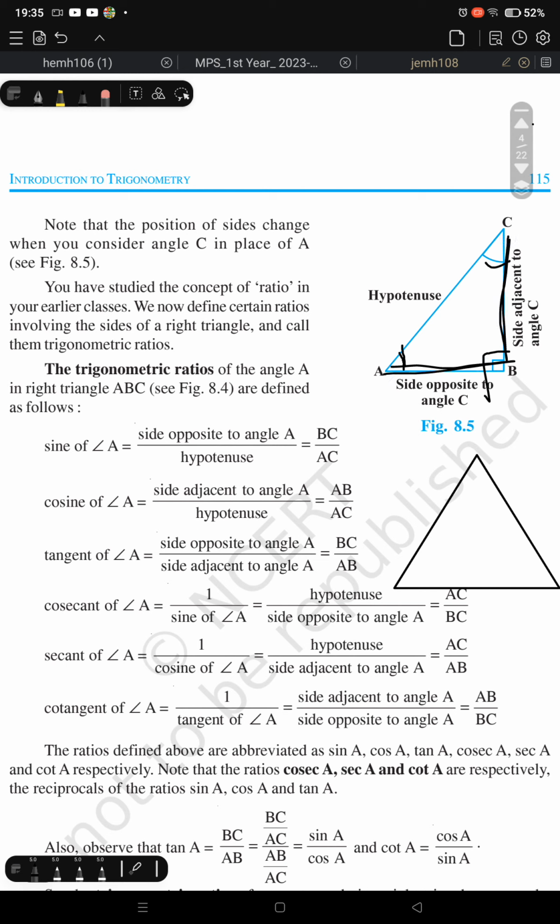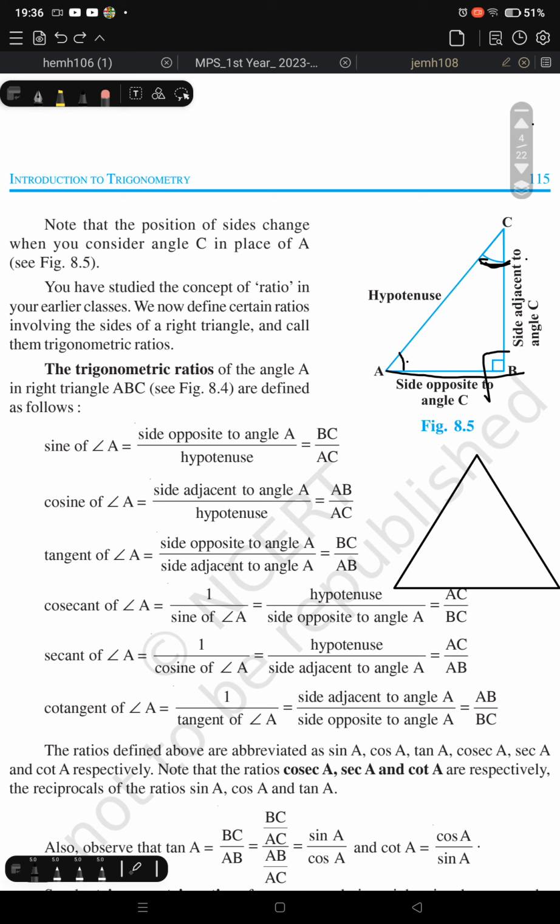And the side opposite to the 90-degree angle, we call it the hypotenuse. It will not change. But when we change the angle, for example, when we take the angle of C like this, the opposite side will become different. Understand? So the opposite and the adjacent sides will change. For A, this is opposite and this one is adjacent.